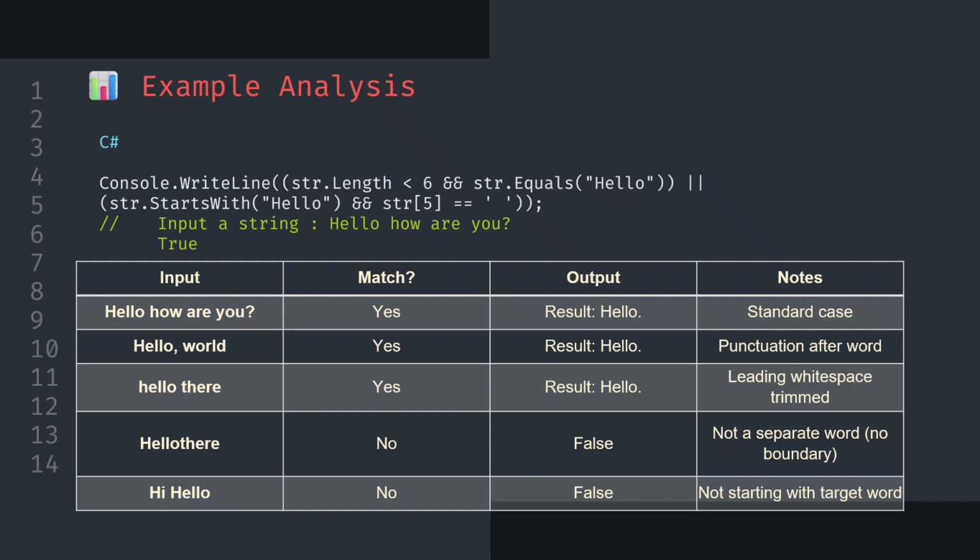These examples show expected behavior. Punctuation and leading spaces are fine. Concatenated words like hello there don't incorrectly match because we enforce a word boundary. If your input uses non-Latin alphabets or special characters, you might need to tweak the pattern or use a culture-aware approach.